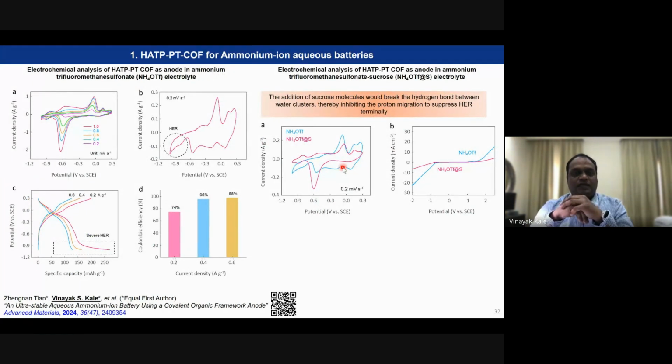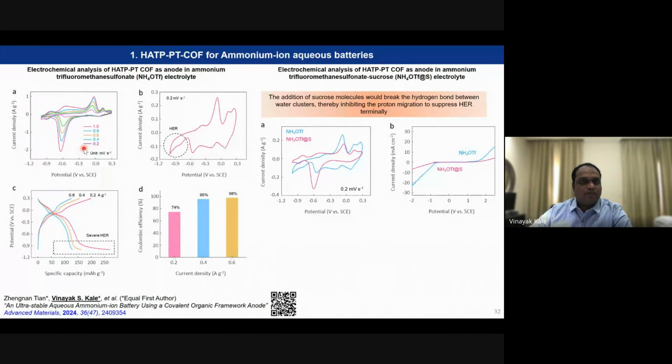So this COF has been used for aqueous ammonium ion batteries. I don't want to go into detail about the electrochemical techniques. Yesterday or before, a few guests already explained these techniques, CV and the basic electrochemical characterization. So I would like to go directly to the work.